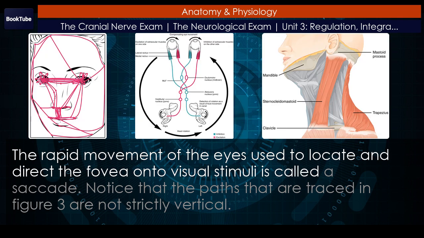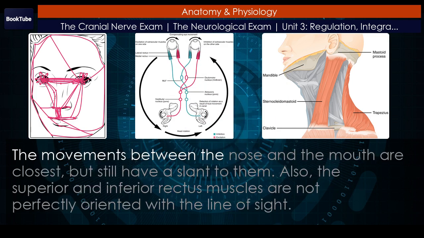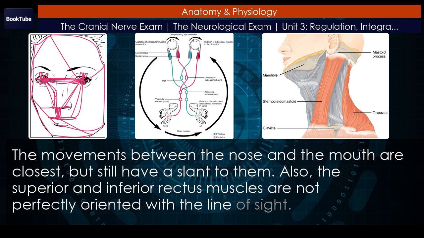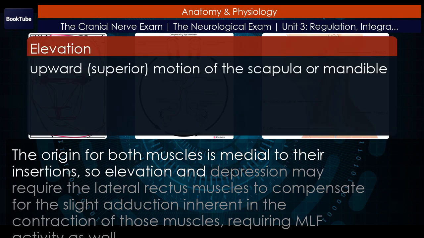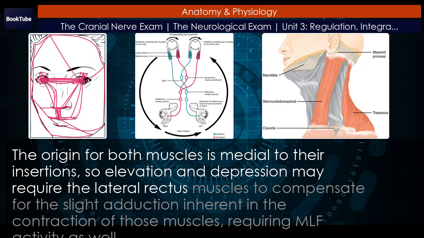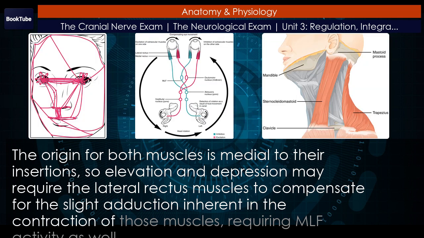a saccade. Notice that the paths that are traced in Figure 3 are not strictly vertical. The movements between the nose and the mouth are closest, but still have a slant to them. Also, the superior and inferior rectus muscles are not perfectly oriented with the line of sight. The origin for both muscles is medial to their insertions, so elevation and depression may require the lateral rectus muscles to compensate for the slight adduction inherent in the contraction of those muscles, requiring MLF activity as well.